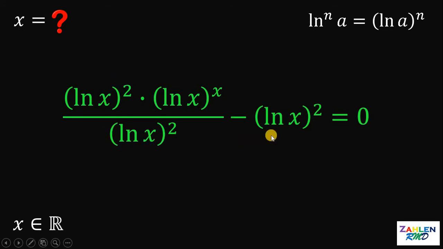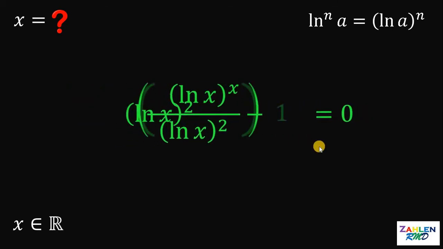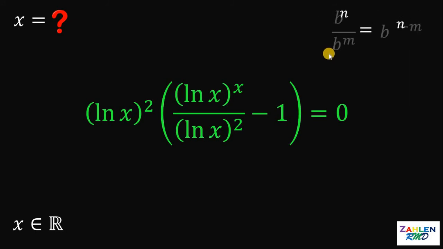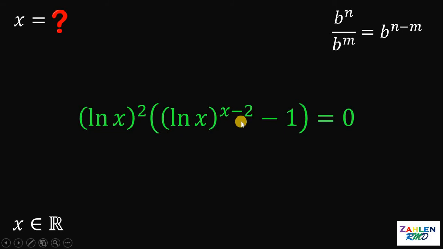Now, since both terms have a factor of ln of x quantity squared, we can now factor out ln of x quantity squared. So this will give us ln of x quantity squared multiplied by ln of x raised to x over ln of x squared, minus 1. Now, looking at this expression, ln of x raised to x over ln of x raised to 2, this reminds me of a law of exponents that says that if we have the same base, b raised to n over b raised to m can be written as b raised to n minus m. Therefore, this expression can be written as ln of x raised to x minus 2.